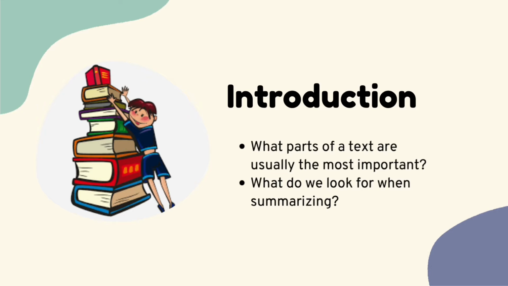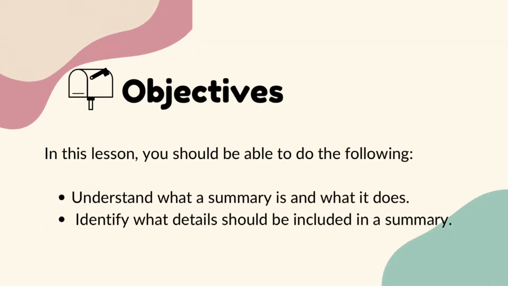As summarizing is an essential skill when researching, there are some things we need to consider. What parts of a text are usually the most important? And what do we look for when summarizing? In this lesson, we will learn more about what a summary is and what typically goes into a summary. Objectives. In this lesson, you should be able to do the following. Understand what a summary is and what it does, and identify what details should be included in a summary.